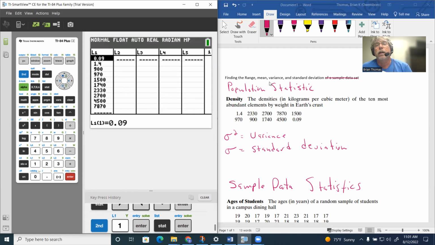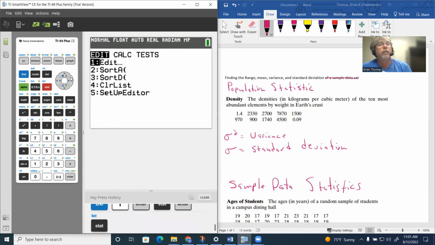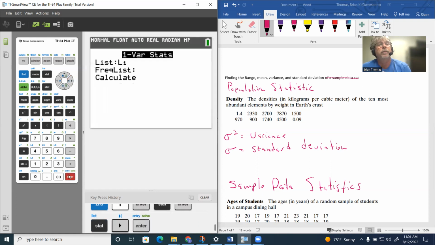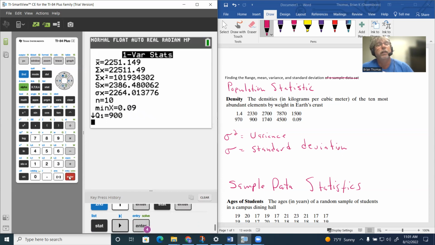The mean, variance and standard deviation can actually be found in our calculator. A range may have been as well, I'm not really sure. So if I hit stat, instead of doing this all by hand, the calculator can do this for us. We're doing one variable stats, so that doesn't have to change. Hit enter, and everything is in list 1, so we don't have to change that. We just come down to calculate. Even though mu is used for mean, our calculator uses x bar for mean. So that would be our mean, 2251.149.